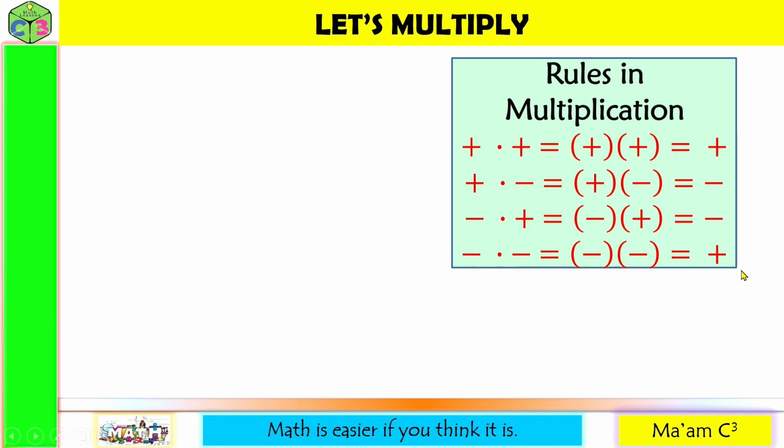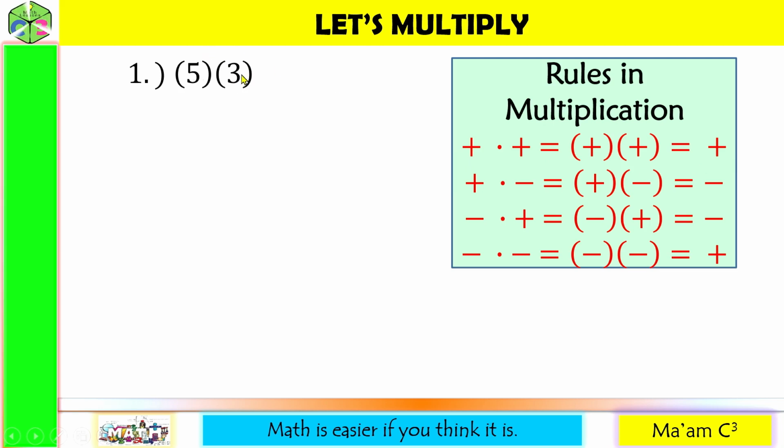For you to easily remember, when you multiply numbers with the same signs, let us say both are positive or both are negative, then the product is positive. But when you multiply numbers of different signs, let us say positive and negative, or negative and positive, then the product is negative. Let's have an example. 5 times 3, when you see a parenthesis, that is a symbol for multiplication. So both are positive, so we are expecting a positive product.